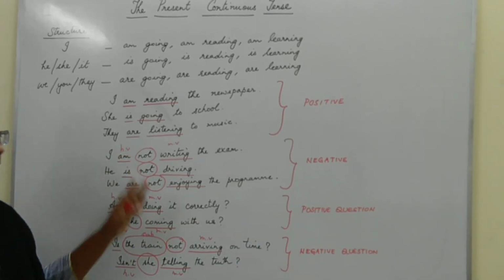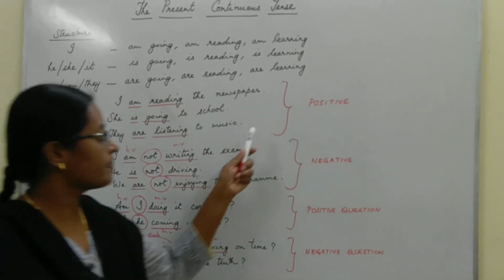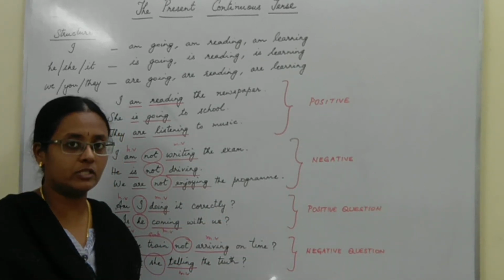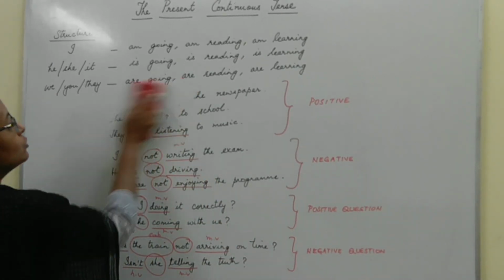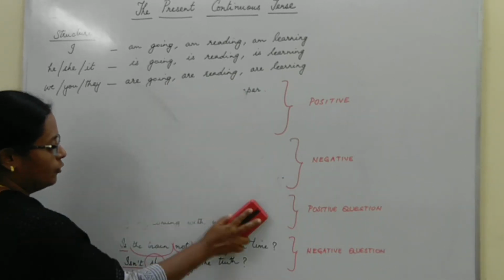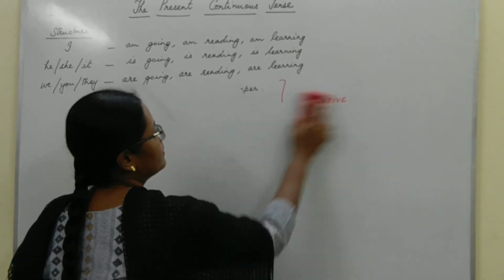Okay. Is that clear now? The structure? All the 4: the positive, the negative, then the positive question and the negative question. Now coming to the uses. The present continuous tense has got 4 uses. And let's go one by one.